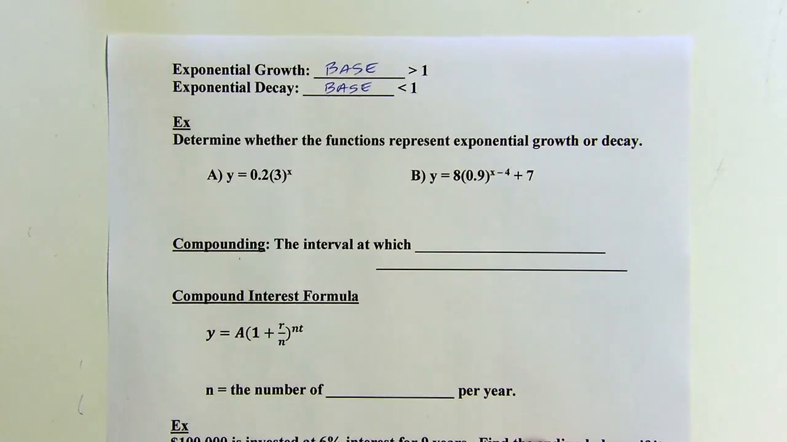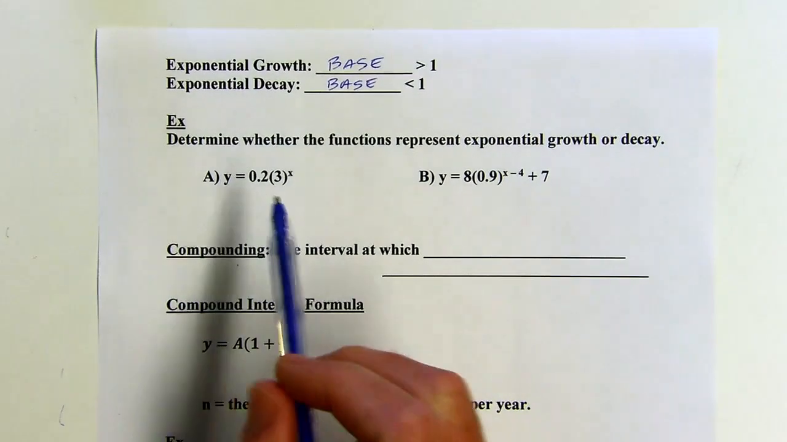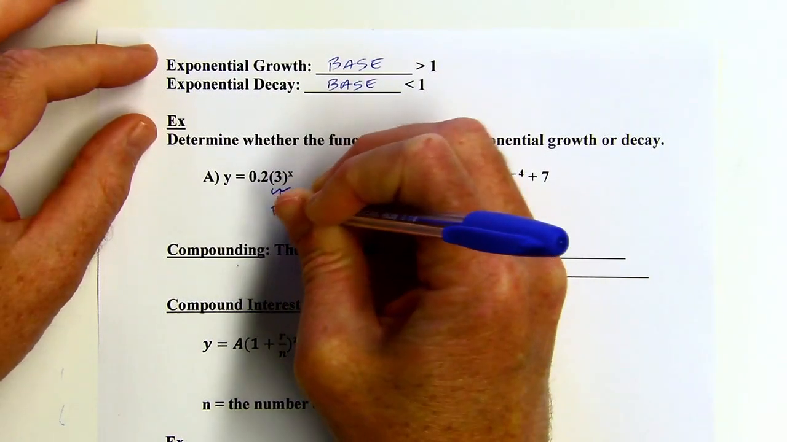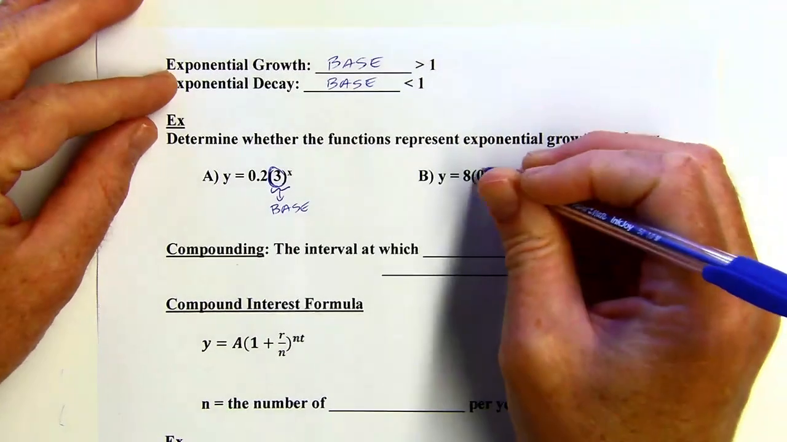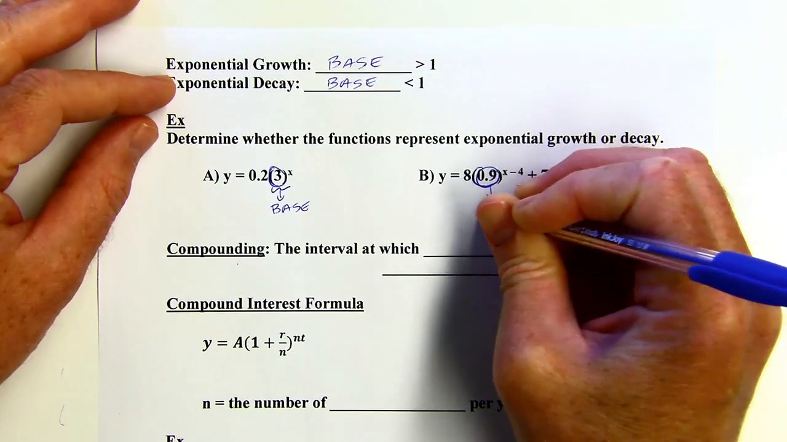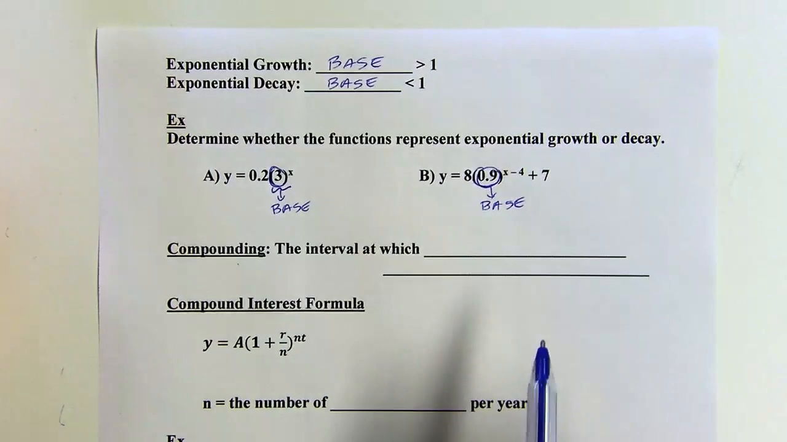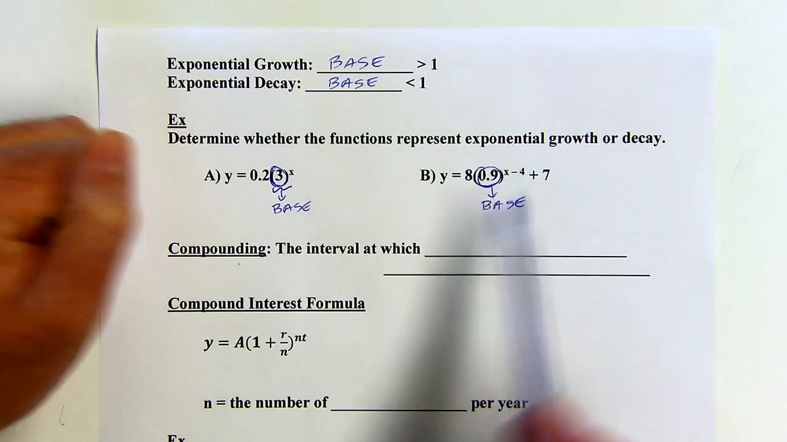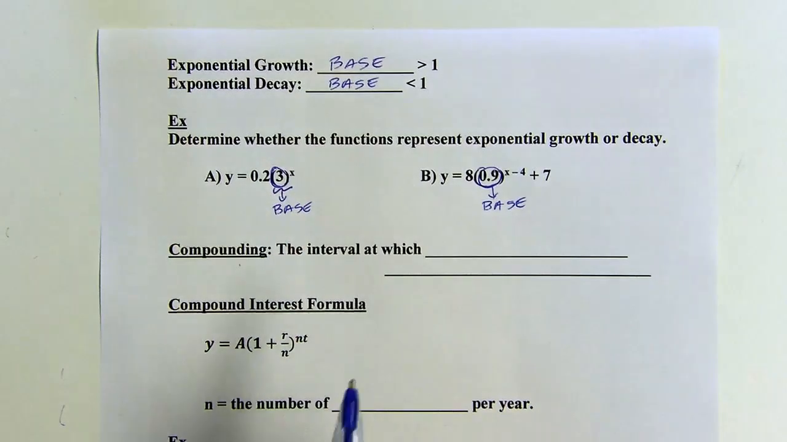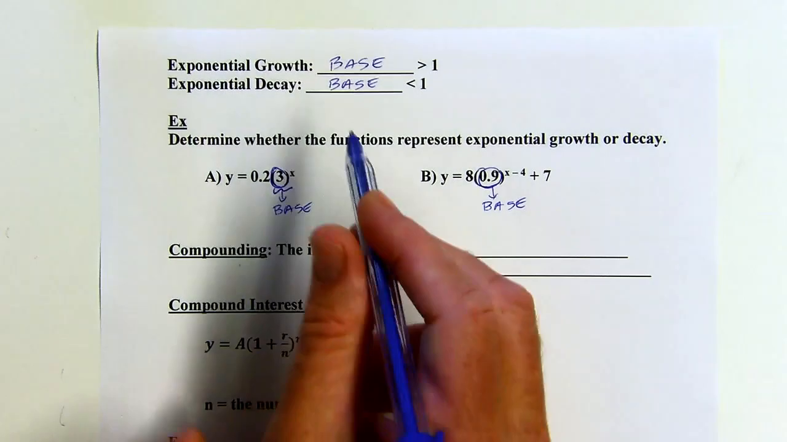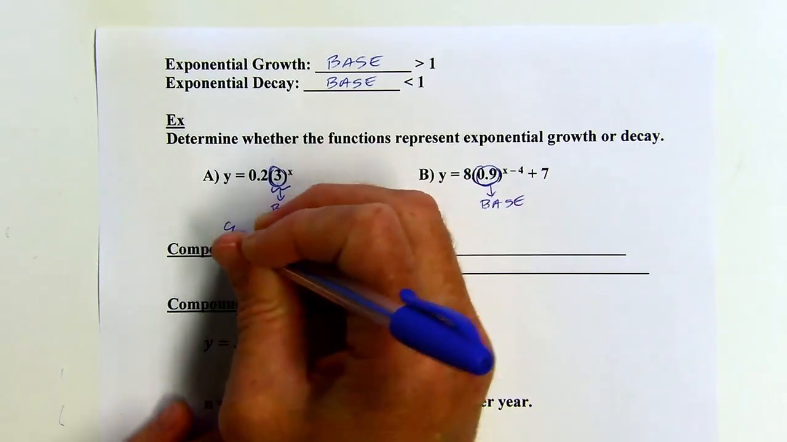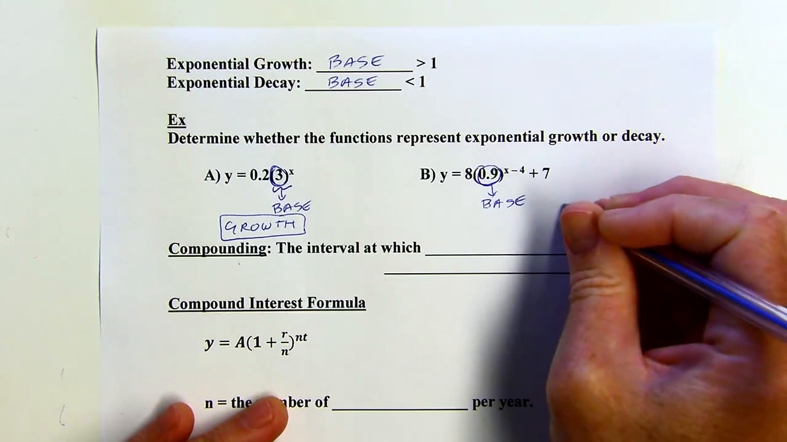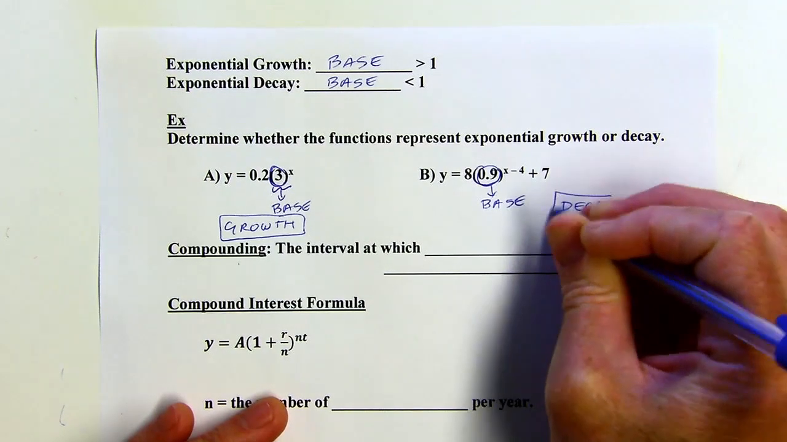All right, so then you just have to know, well, what's the base? Well, the base is the thing that has the exponent on its shoulder. So my base here, this is my base. The 3 is my base here. Over here, the 0.9 is the base. So that's the only part I really need to look at. The 0.2 is a distractor, and so is the 8, and so is the -4 and the +7. That's the only part I need to look at to figure out if it's going to be exponential growth or decay. So this is more than 1. That means I've got growth for this one. This one, 0.9 is less than 1, so I've got decay for that one.